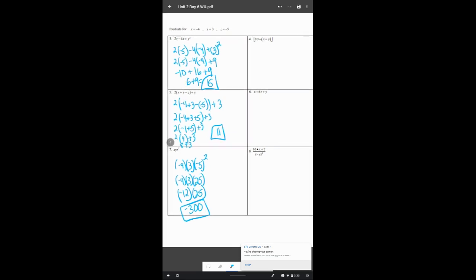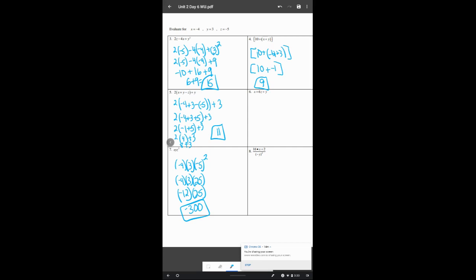And then the last vertical column here, number 4, X is -4, Y is 3. These brackets are the same thing as parentheses, so treat them the same. So we're supposed to do the innermost parentheses first. So we're going to do this -4 plus 3, which is -1. And then 10 plus -1, or 10 minus 1, would give me 9 in the end. So that'd be my answer for 4.